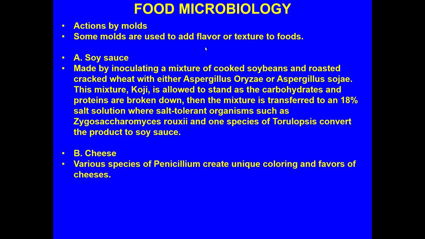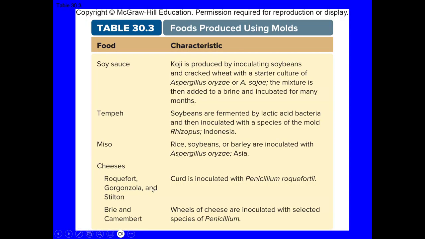What about cheese? Well, various species of Penicillium create unique coloring and flavors of cheeses. And this chart gives you a variety of these. Don't worry, you don't have to sit down and memorize everything, but it is kind of nice to see and understand clearly how microorganisms help you in the production of different types of foods, if you notice, all over the world.